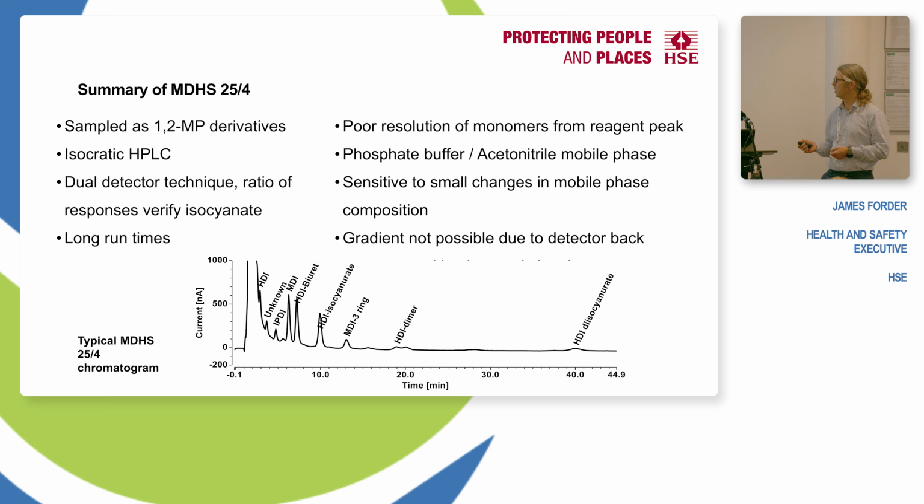You can calibrate just using this peak for these ones, as long as it's the same base monomer. You get a different response from the different base monomers. But there are long run times, and poor resolution for the monomers from the reagent peak. So you can see here, this is the reagent peak, 1,2-methoxyphenylpiperazine. These are your monomers coming off. So this is very highly tailored, and there's a lot of it.